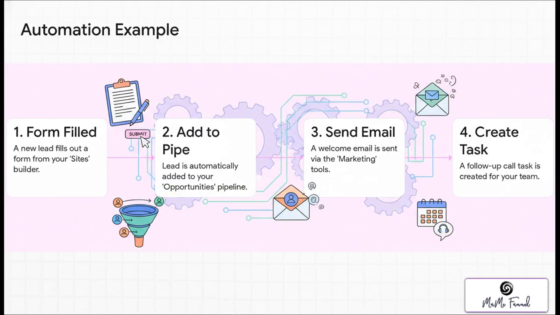So it starts with a trigger, right? Let's say a new lead fills out a form you built in Sites. Instantly, the automation kicks in. It adds that person to your sales pipeline and opportunities. Then, it sends them a welcome email for marketing, and it even creates a task for you or your team to call them. You see how it's tying everything together?